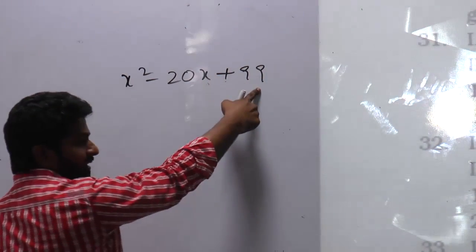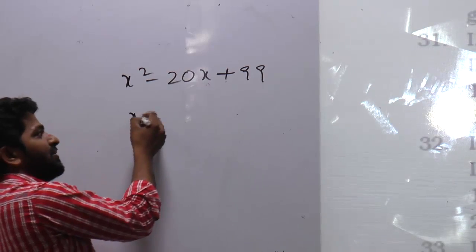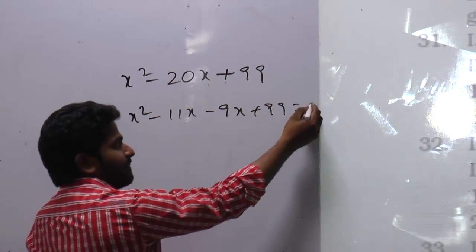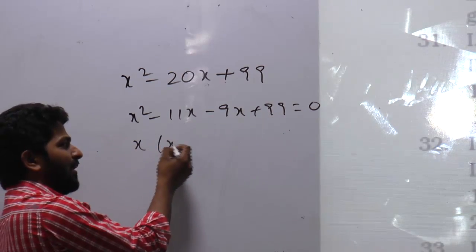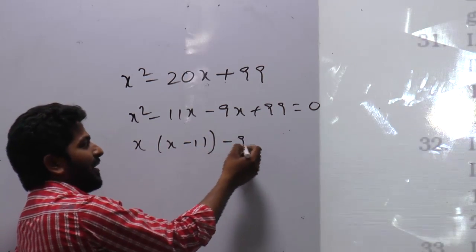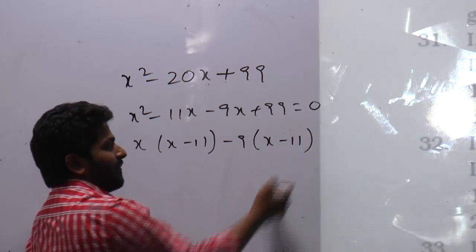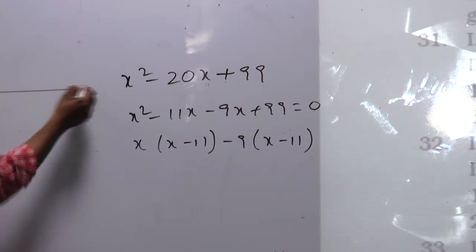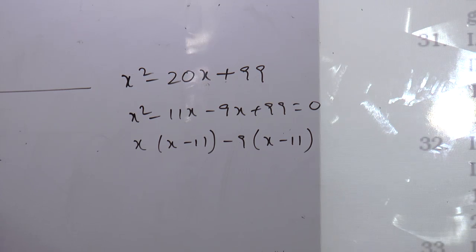This is 11 nines, right? So x square minus 11x minus 9x plus 99. Take x common, x minus 11. Minus 9 common, x minus 11. So x values are 9 and 11. Let me take x here, 9, 11, because you will have 4 combinations.